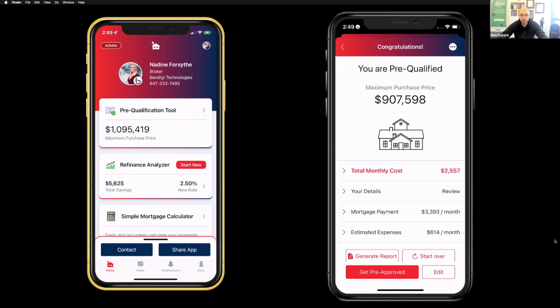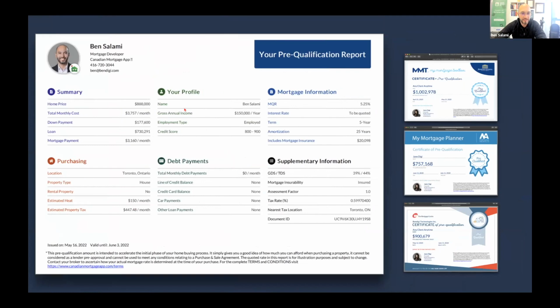Let me show you what it looks like. So I've just received this email with a comprehensive report that was sent on behalf of the agent, and the agent is branded right here on top. It will include the summary of the pre-qualification, including the home price that I was looking for, my down payment, the actual mortgage amount, what the mortgage payments can be, and also some of the estimated factors that the app generated, which is the estimated heat, estimated property taxes that it used. My information is all here.